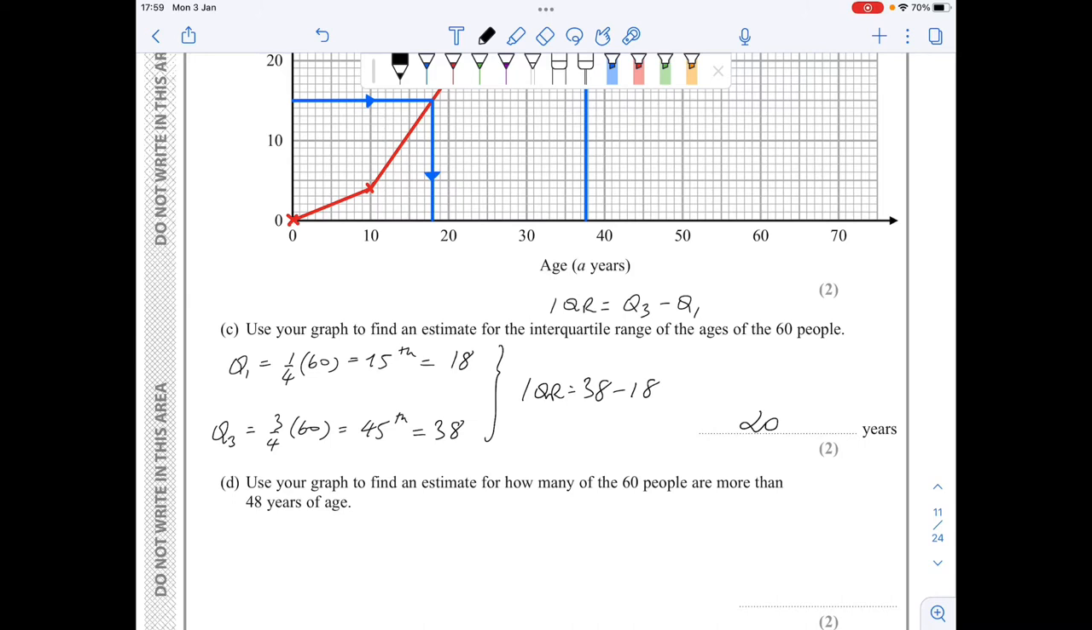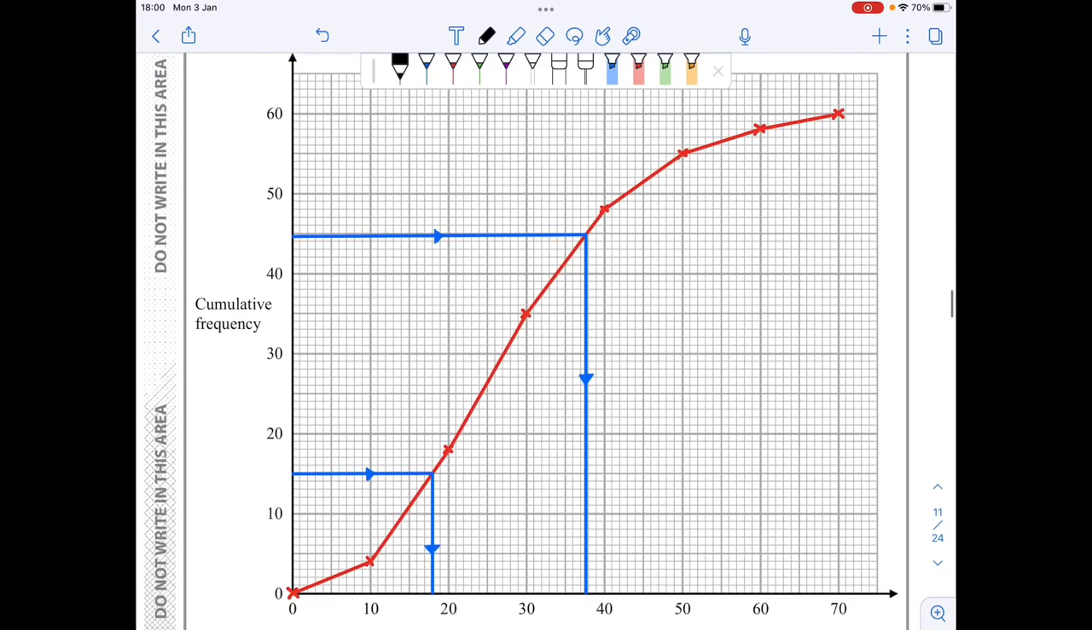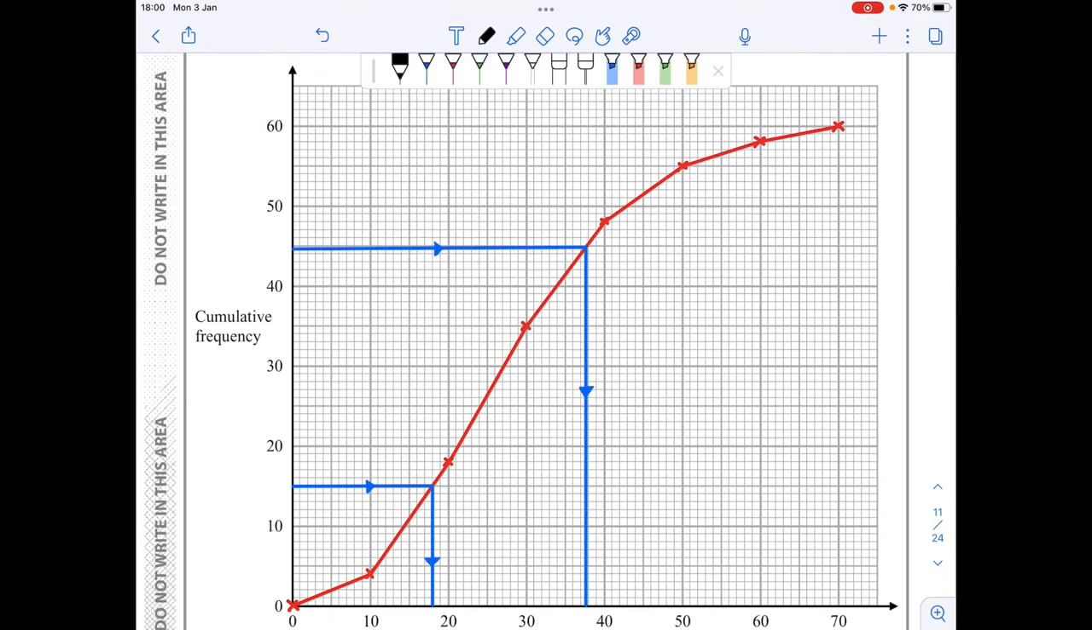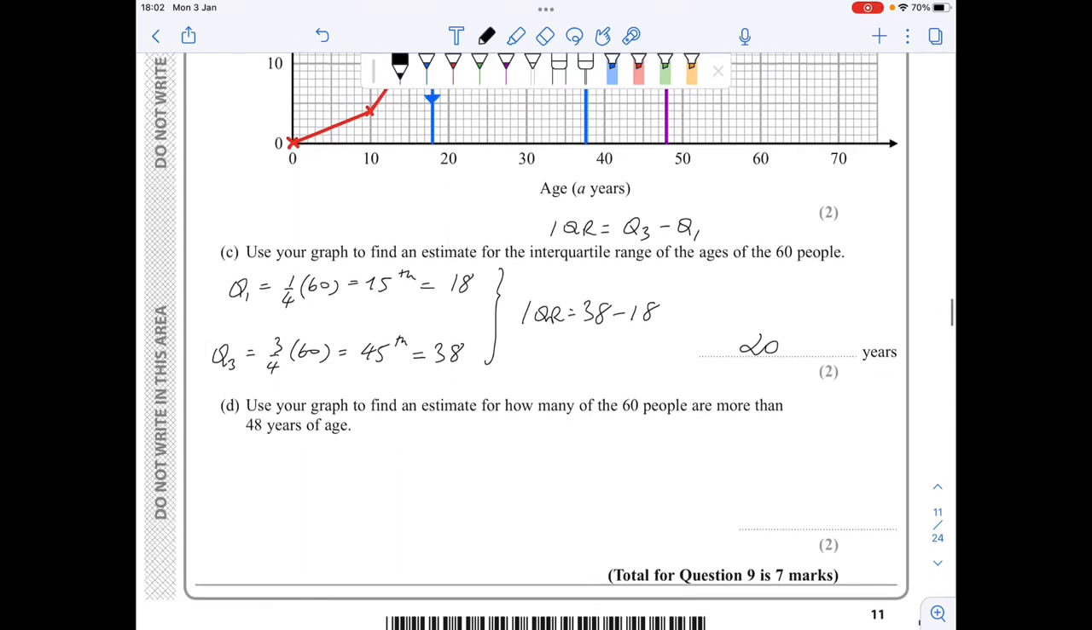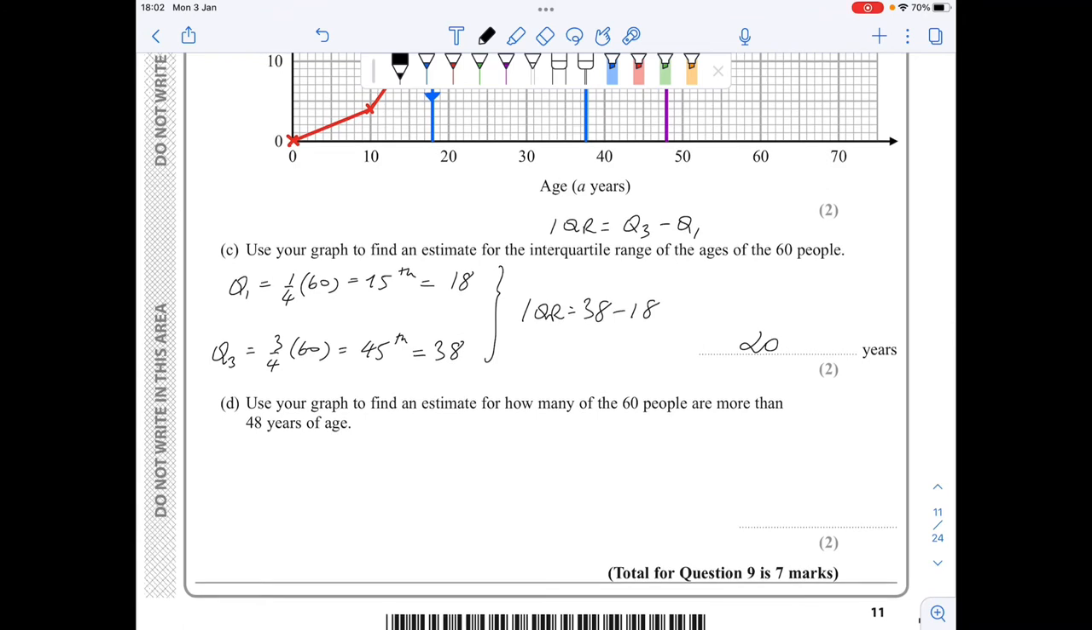Now for part D, I am given an age of 48, and I want to find how many of the 60 people are more than 48. So I'm going to use my graph, but this time I'll start from the x-axis at 48, and I will find the cumulative frequency that corresponds to this value. So from my graph, I get approximately 53.5. So since I've got more than 48 years old, I'm going to subtract 60 minus 53.5, which is approximately 6.5. So I'm going to say about 7 people. Depending on your graph, you might get something slightly different than 7.